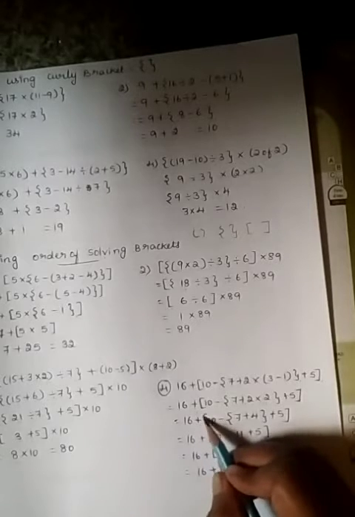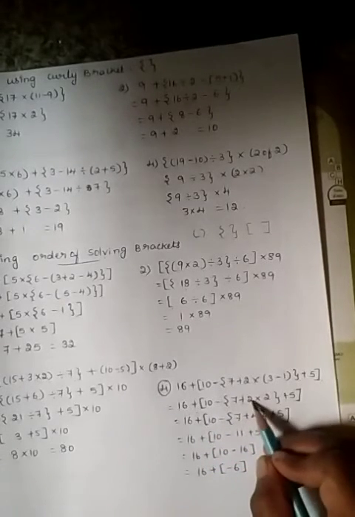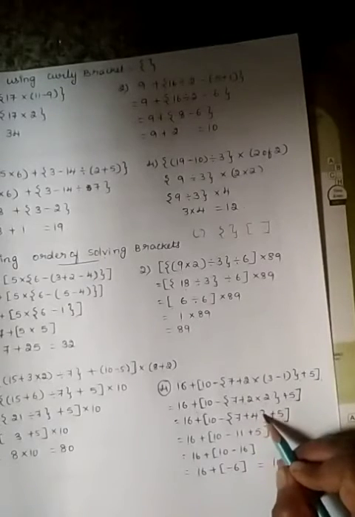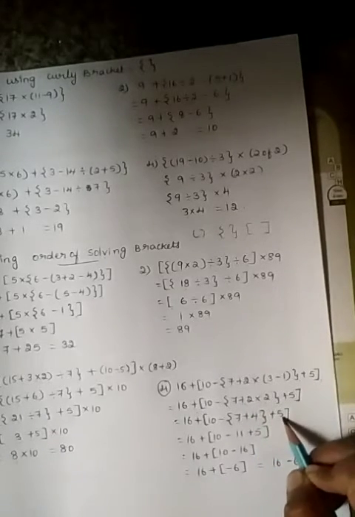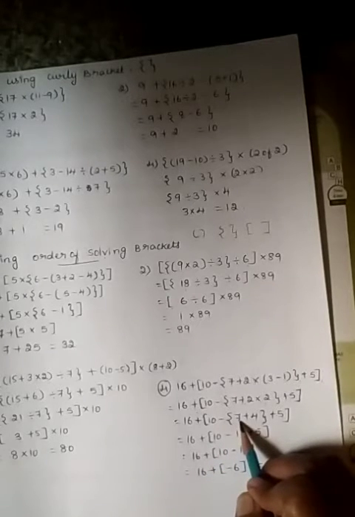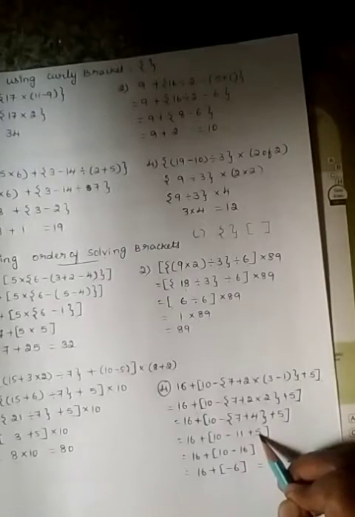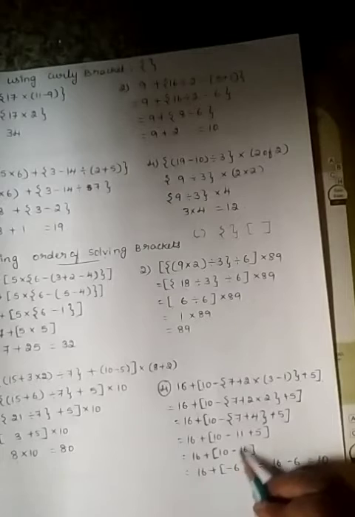16 plus open the square bracket, 10 minus open the flower bracket, 7 plus 2 2s are 4, close the flower bracket, plus 5. Next 16 plus 10 minus 7 plus 4 is 11, 11 plus 5. Next we want to add these two numbers. 16 plus open the square bracket, 10 as it is, minus 11 plus 5 is 16. 11 plus 5 is 16, we got.